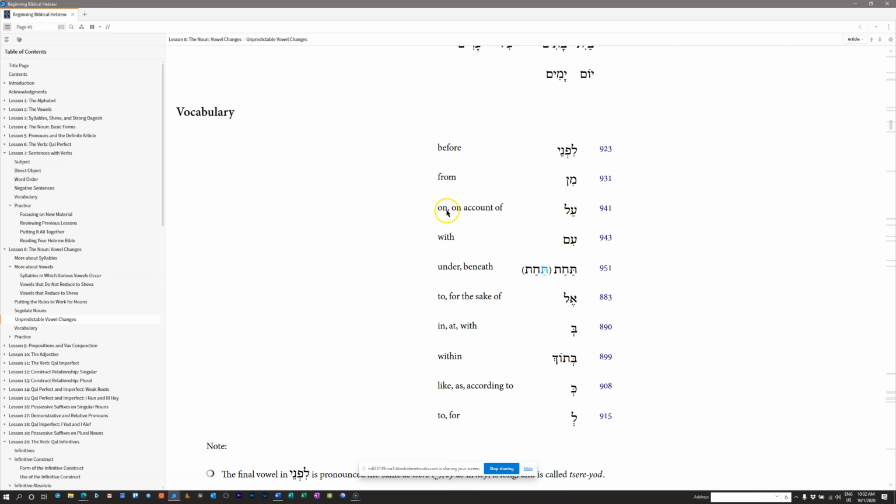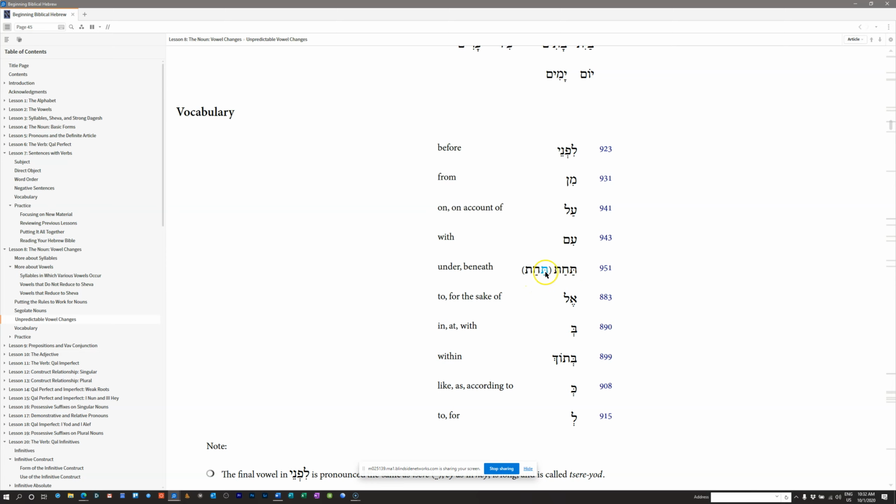Al, on, this on here is location or spatial, like on top of, but al can also mean on account of or for the sake of, maybe even sometimes because of. Im means with. I don't really have a good mnemonic for this one. And the prepositions are kind of hard to have good mnemonics for.